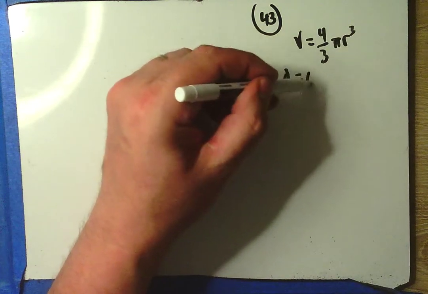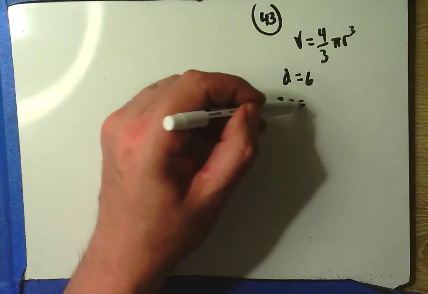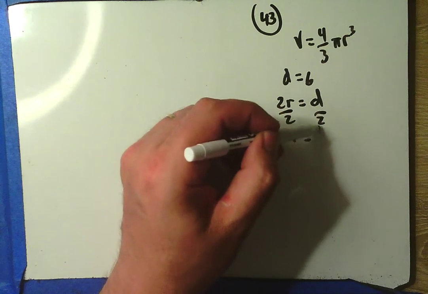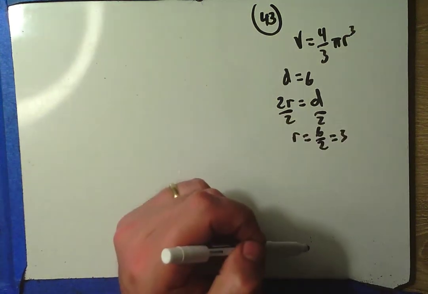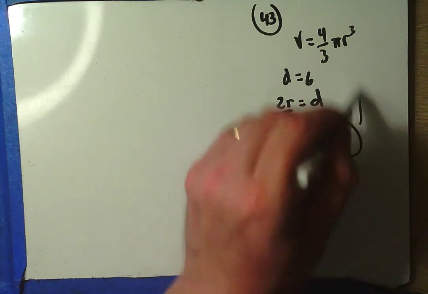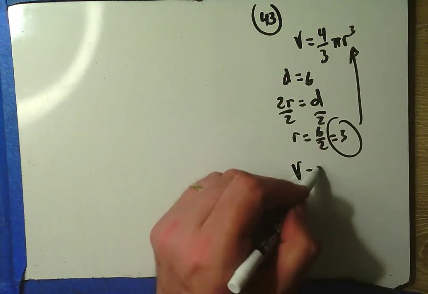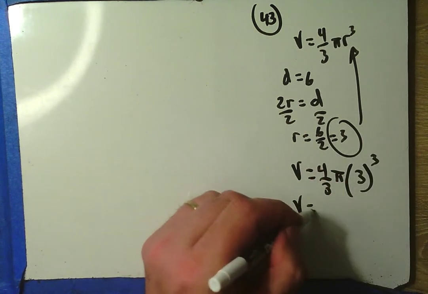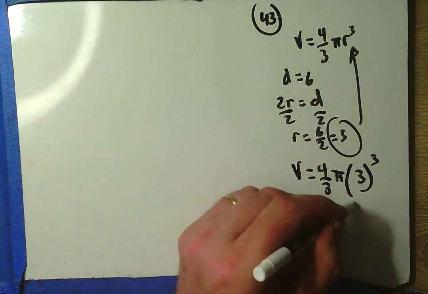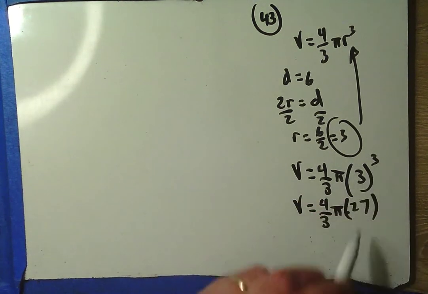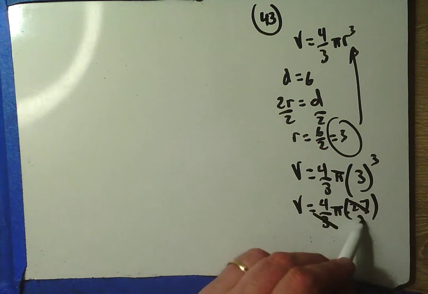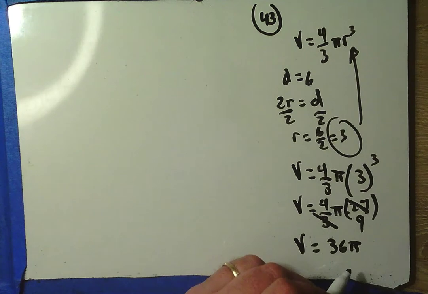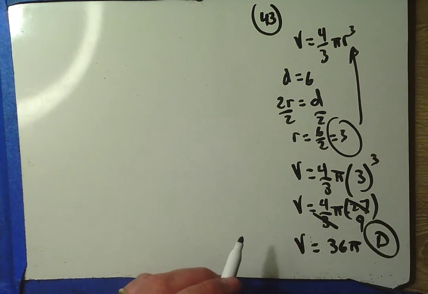Well, diameter equals 6, and we know that 2r equals d. So radius is diameter divided by 2, where 6 divided by 2 is 3. So we're going to plug a 3 in for radius. V equals 4/3 pi 3 to the third. V equals 4/3 pi times 27, because 3 to the third is 27. Well, I notice I can do some canceling here, and so I get V is 36 pi. 36 pi is choice D for number 43.